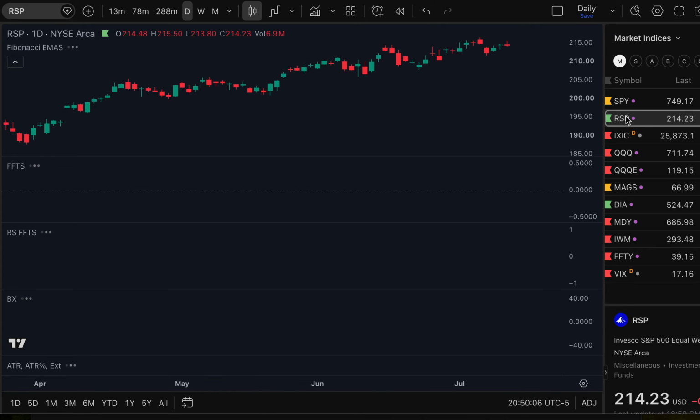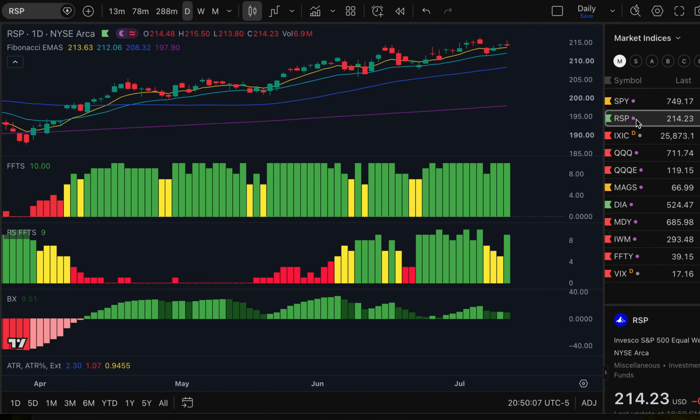Next is the S&P 500 equal weight, RSP. Big jump in relative strength today. 10 out of 10 on trend and relative strength trend. Momentum is positive, but decreasing.